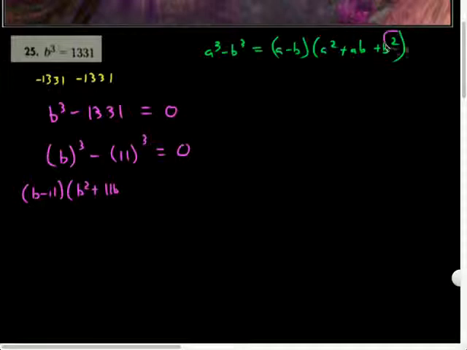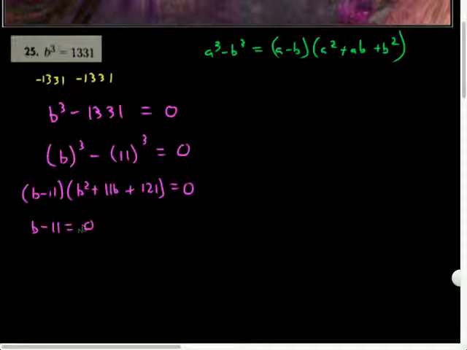this one and this one? Here? No. Let's see, plus 11b plus 11 squared is 121 equals 0. So now I've got two things that multiply to be 0, so I could set each of them equal to 0, so b minus 11 equals 0.